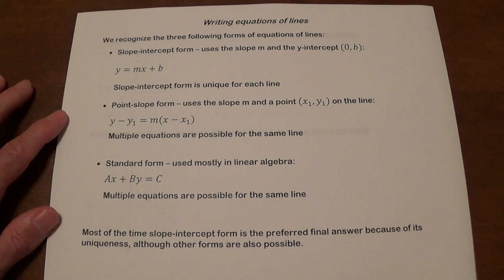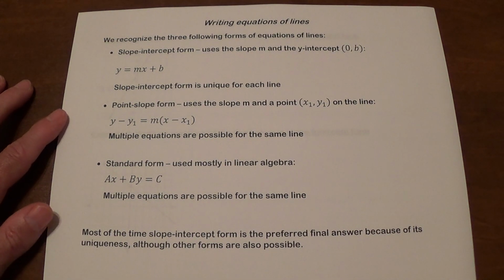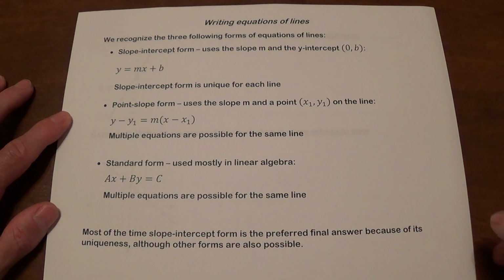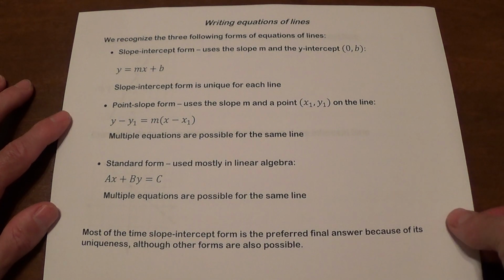And then we have also something called standard form, which is used a lot in linear algebra, which is ax plus by equals c. You can also have multiple equations here. So a lot of times we're going to go for slope-intercept form because it's the unique form, although you may have sometimes problems where different forms is being used or being asked for.